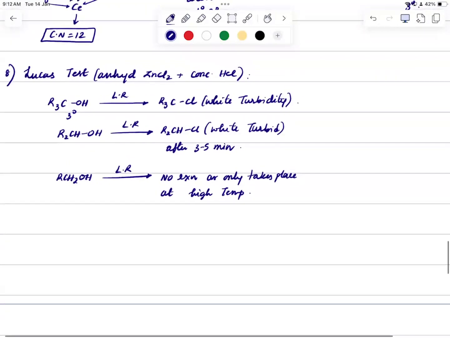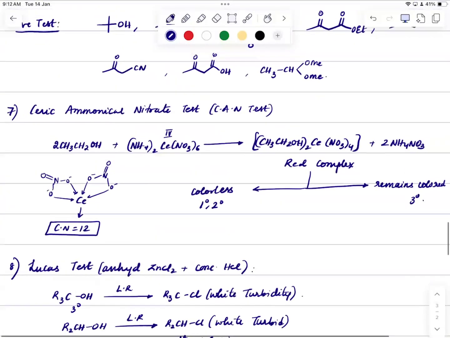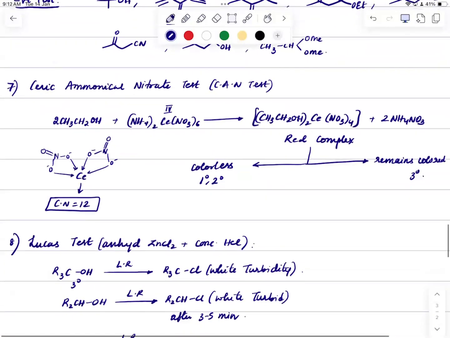3 moles of alcohols were used in the CAN test. One second, let me check.